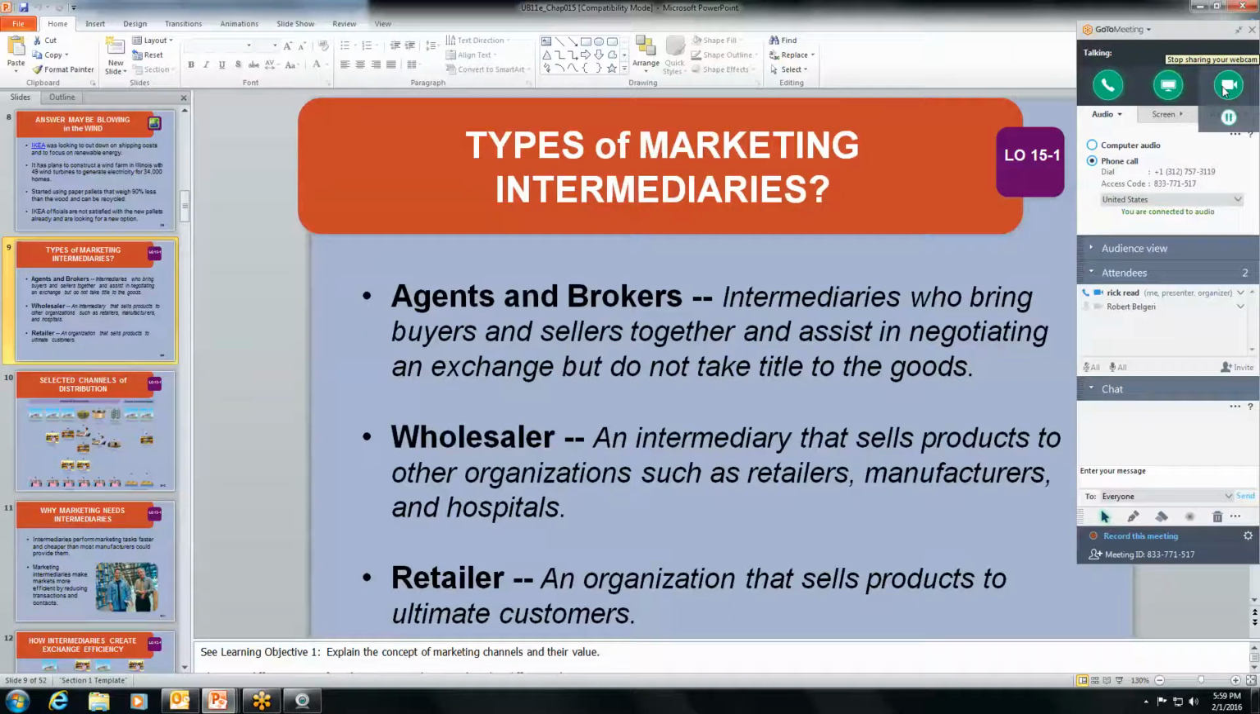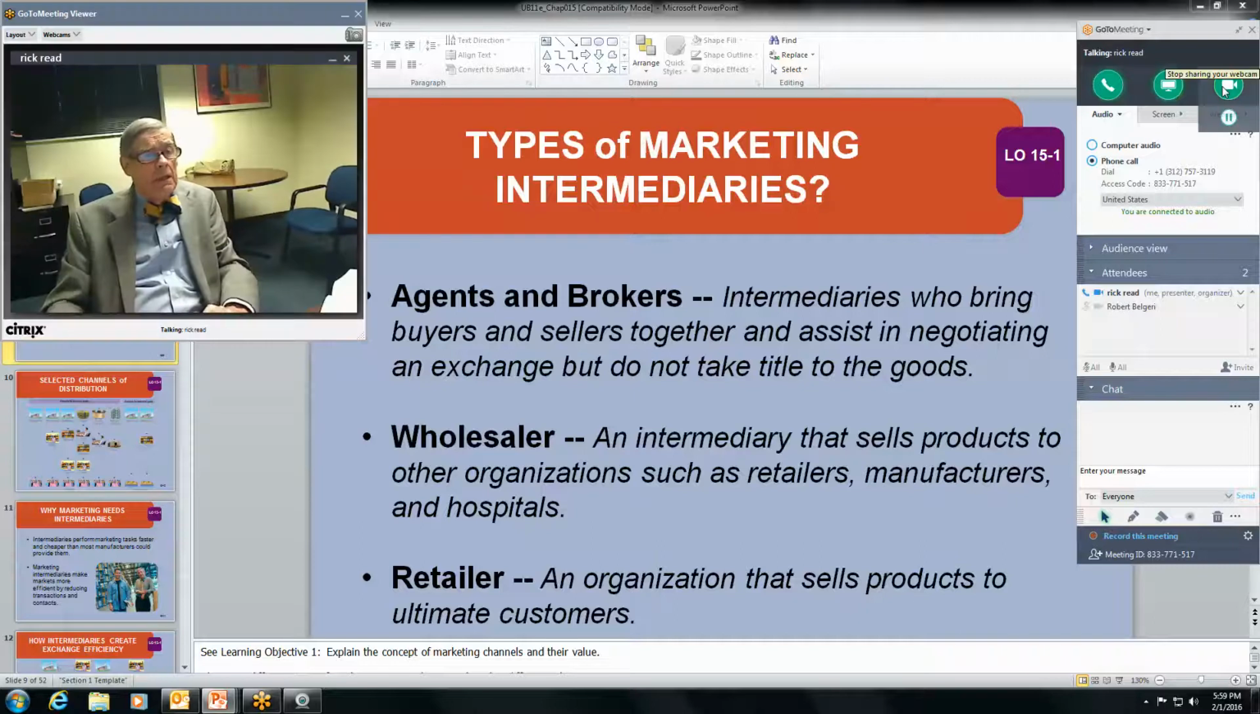These are the various types of intermediaries we have. We have agents and brokers, wholesalers, and retailers. Now, agents and brokers bring buyer and seller together to facilitate a transaction, but they do not take possession or title to the goods. Better to use the word title than possession.